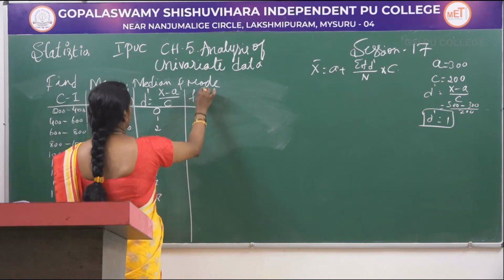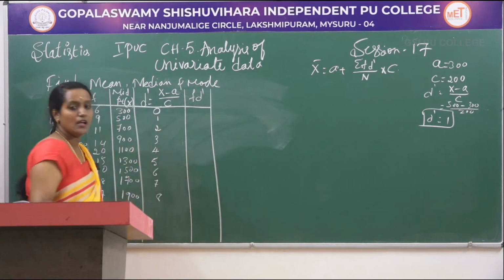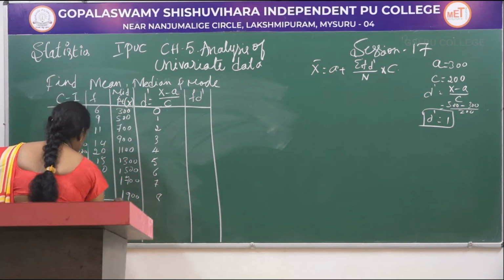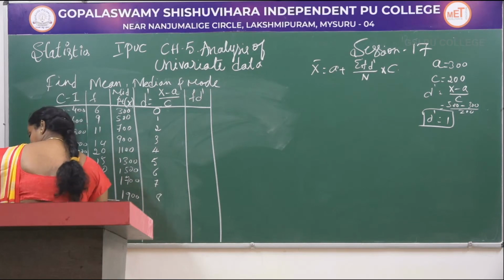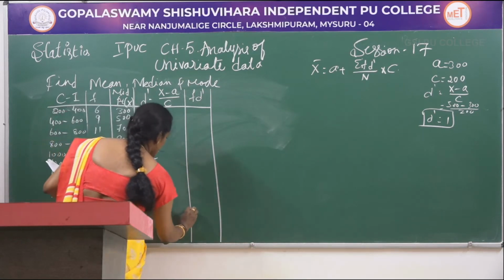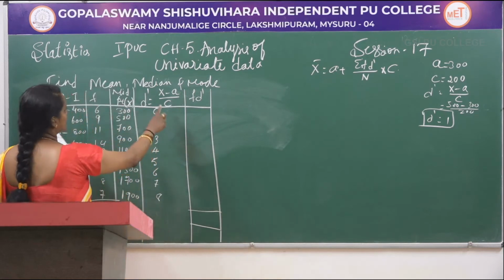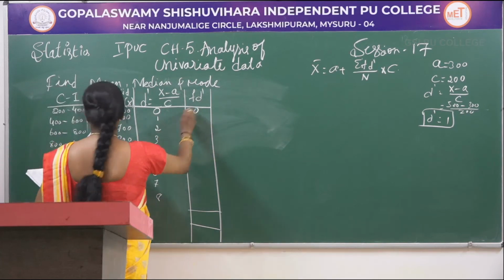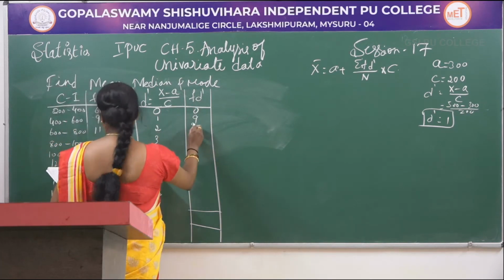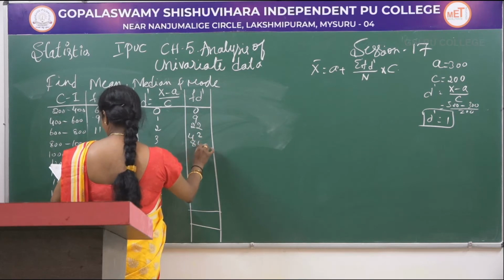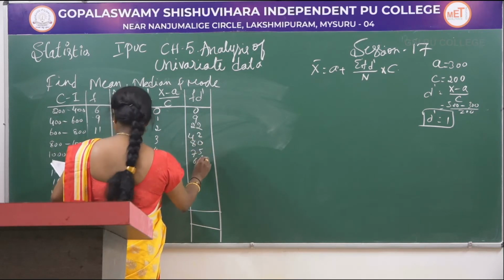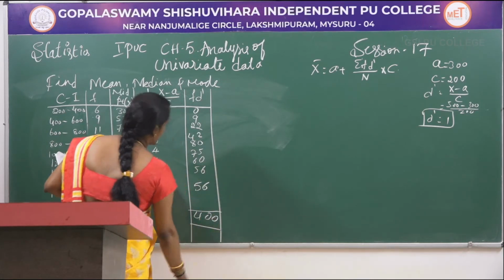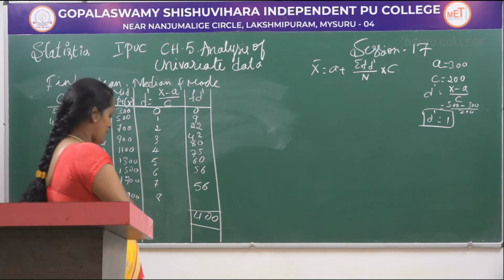Next you take f into d'. After taking f into d', take the summations. Here also we want the summation, n is equal to 100, and this summation we have to find. First I will write the product of f, the frequency, and d'. Take the product of f into d': it is 0, 9, 22, 42, 80, 75, 60, 56, 56. Total will be 400. Now we have to calculate the x bar value.